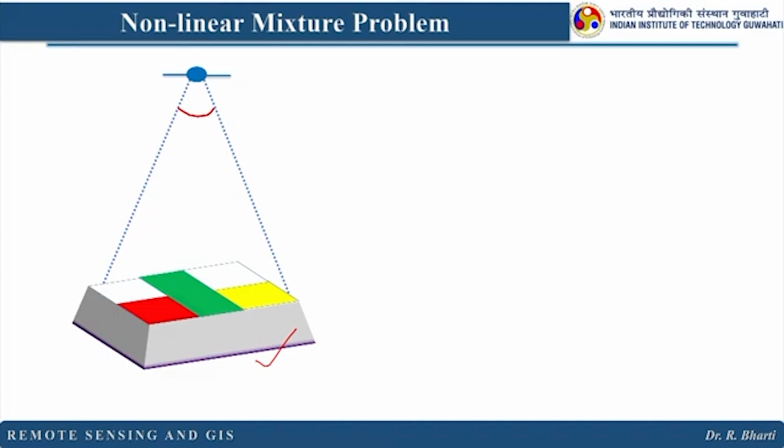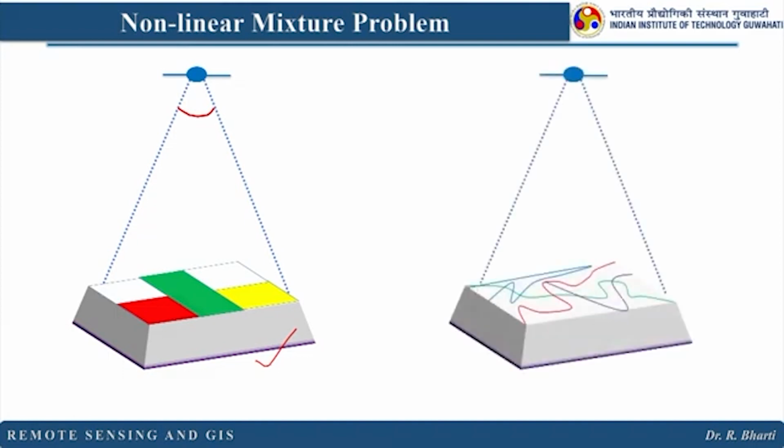But in case they are not defined and they are non-linearly mixed within the IFOV, then what will happen? It will be difficult to quantify their effect on the image spectra, right. So in that case, we need to look for non-linear approaches.